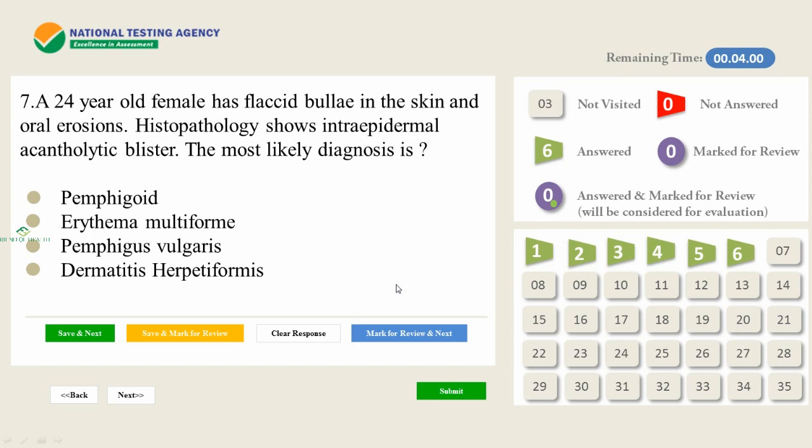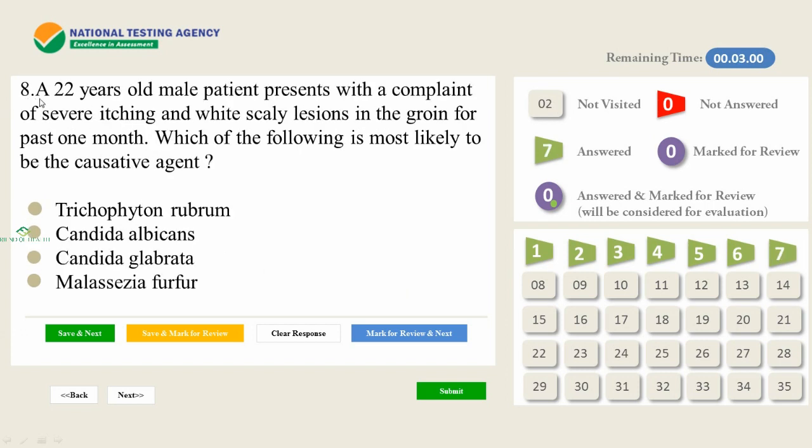Question number 8. A 22-year-old male patient presents with a complaint of severe itching and wide scaly lesions in the groin for past 1 month. Which of the following is most likely to be the causative agent? Trichophyton rubrum, Candida albicans, Candida glabrata, Malassezia furfur.